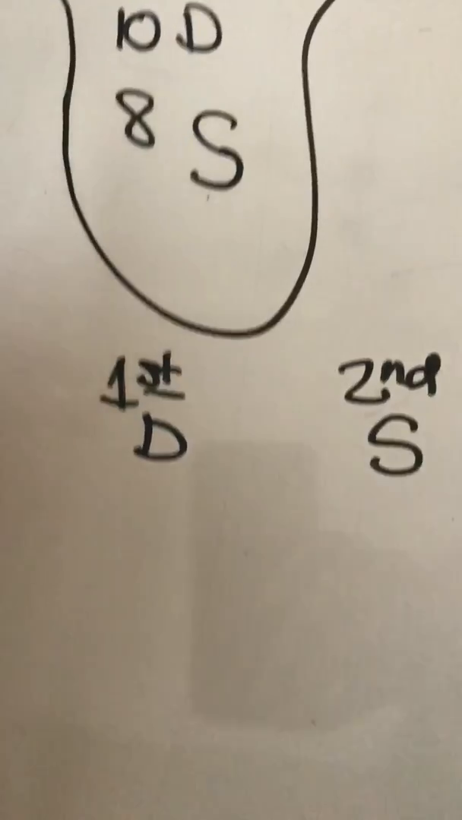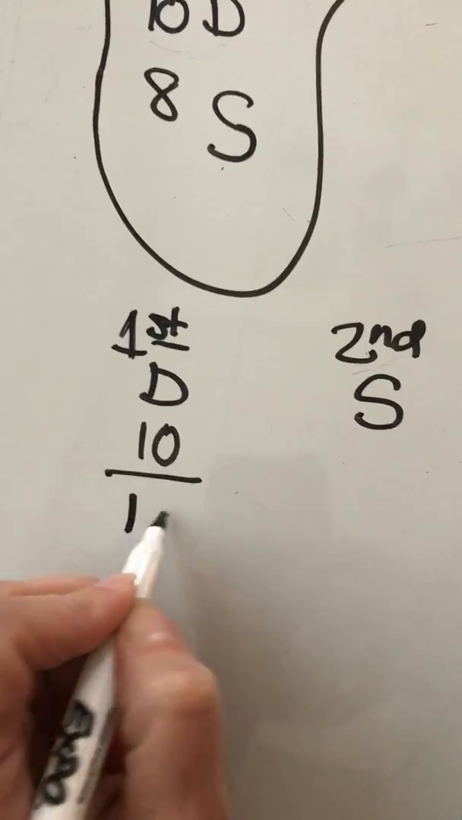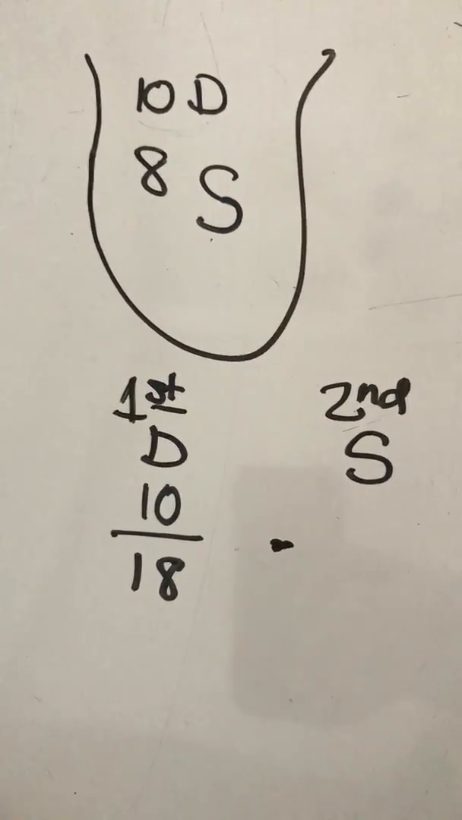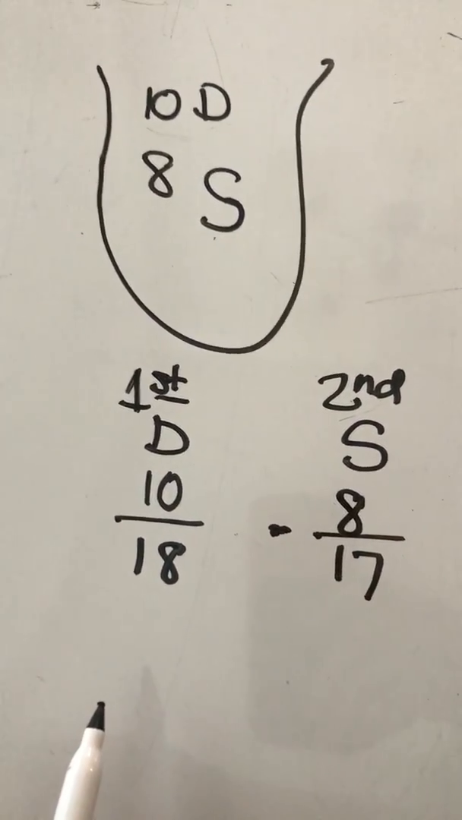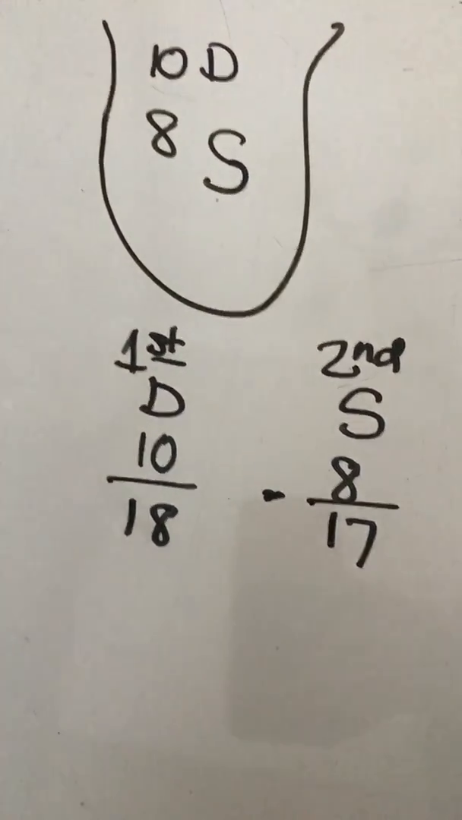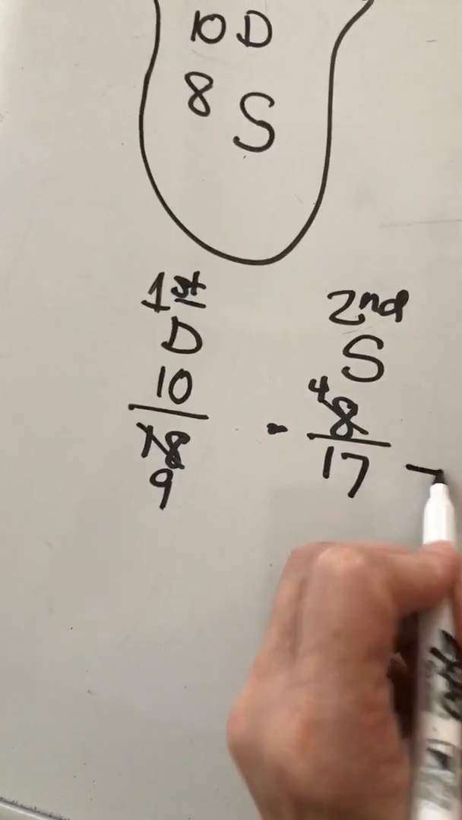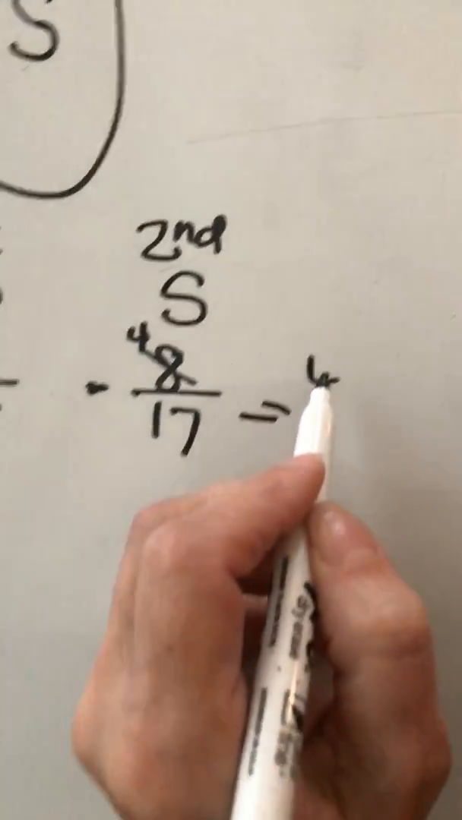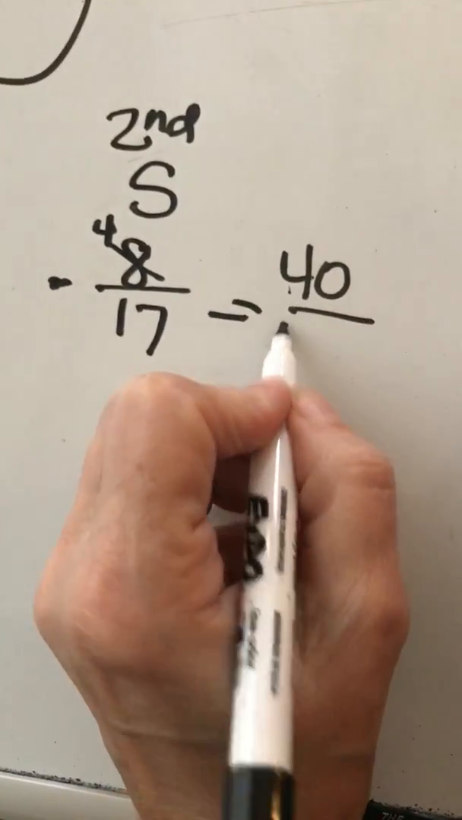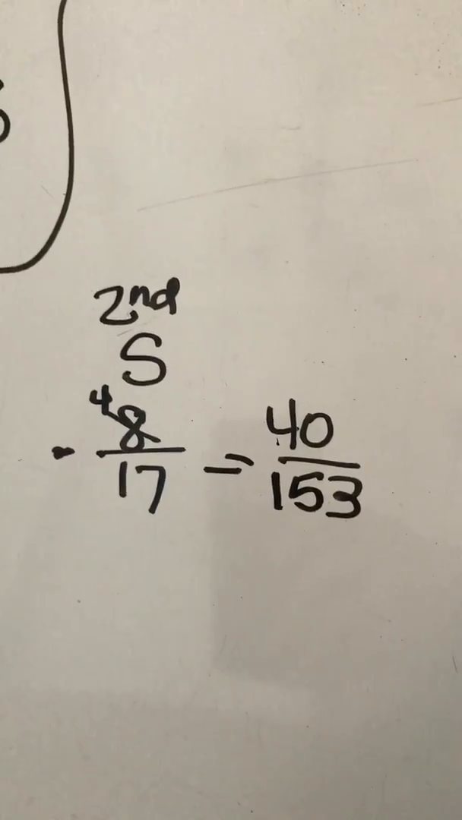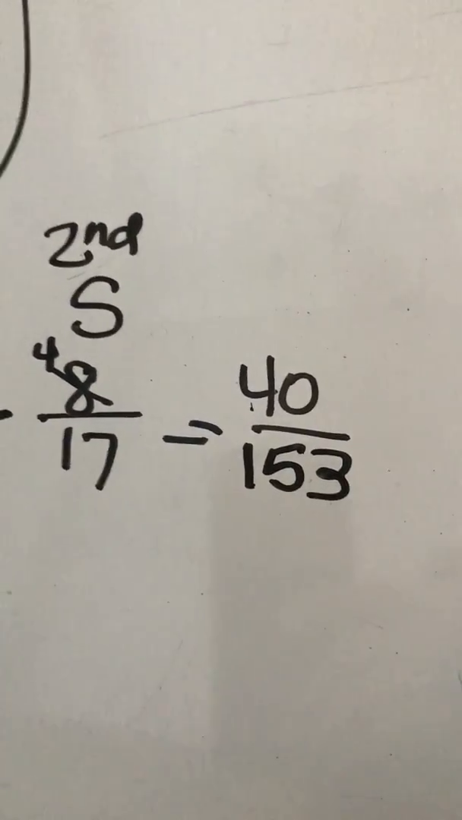Well, the first time I draw, my positive outcomes would be 10 because there's 10 diamonds in it, and I have a total of 18 jewels in the bag. This next time I draw, I do not have 18 jewels in the bag. I did not put the diamond back, so I only have 17 jewels, but I have 8 sapphires. Before I multiply, I simplify, right? 2 goes into 8, 4, and into 18, 9. And my result is 40 over 17 times 9, which is 153. And I do not believe that that can be simplified. It cannot be. That's my probability. 40 out of 153.